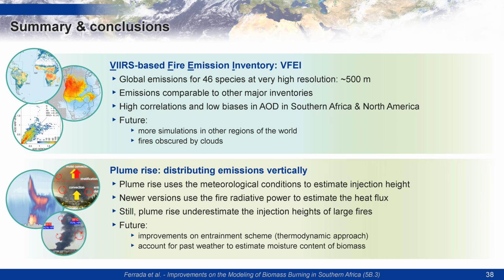I also discussed the vertical distribution of smoke in models that is done by plume rise. Plume rise now uses the fire radiative power to estimate the heat flux of the smoke plume, but it still underestimates the injection height of large fire events. To address this, we are improving the entrainment scheme within plume rise to include a thermodynamical approach.